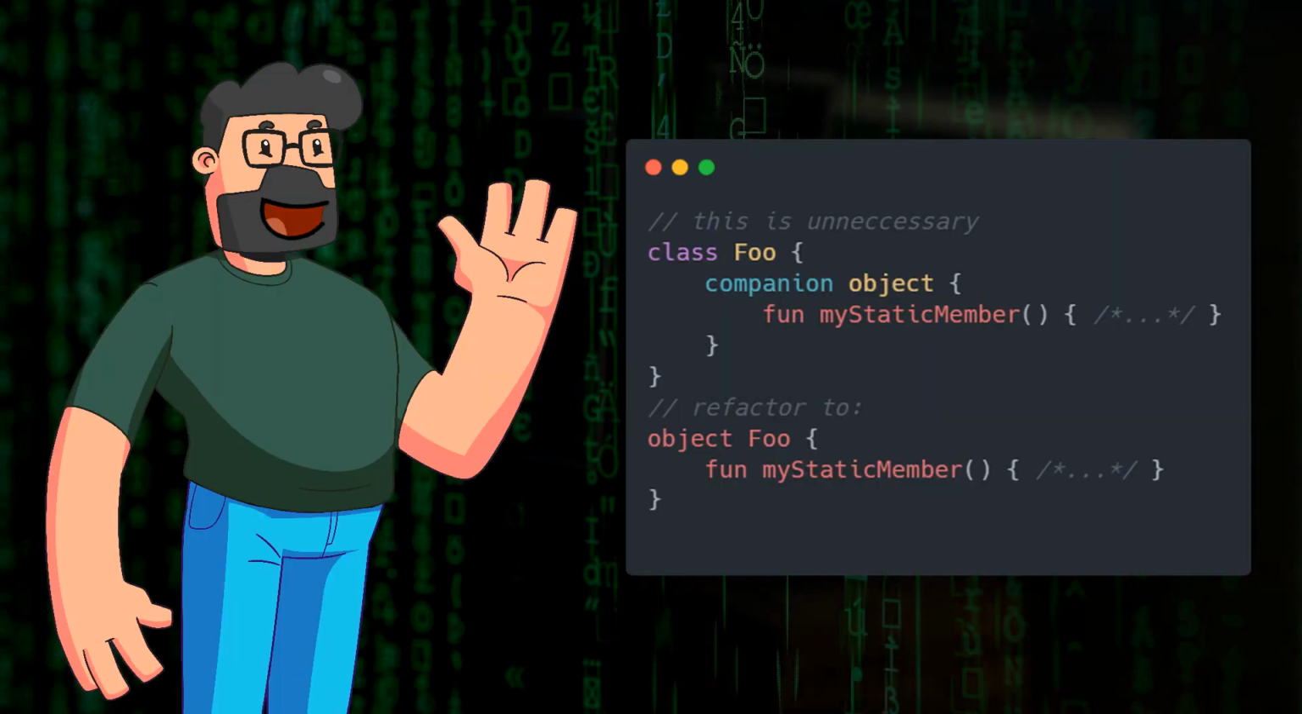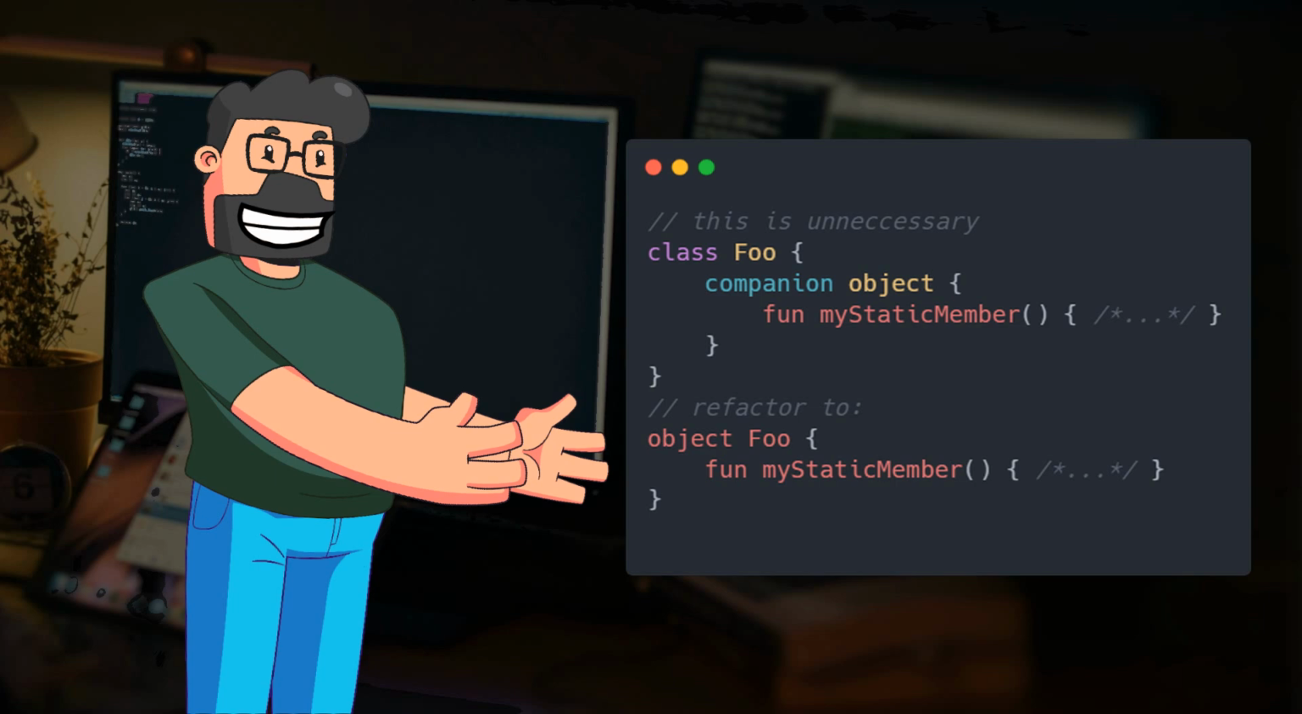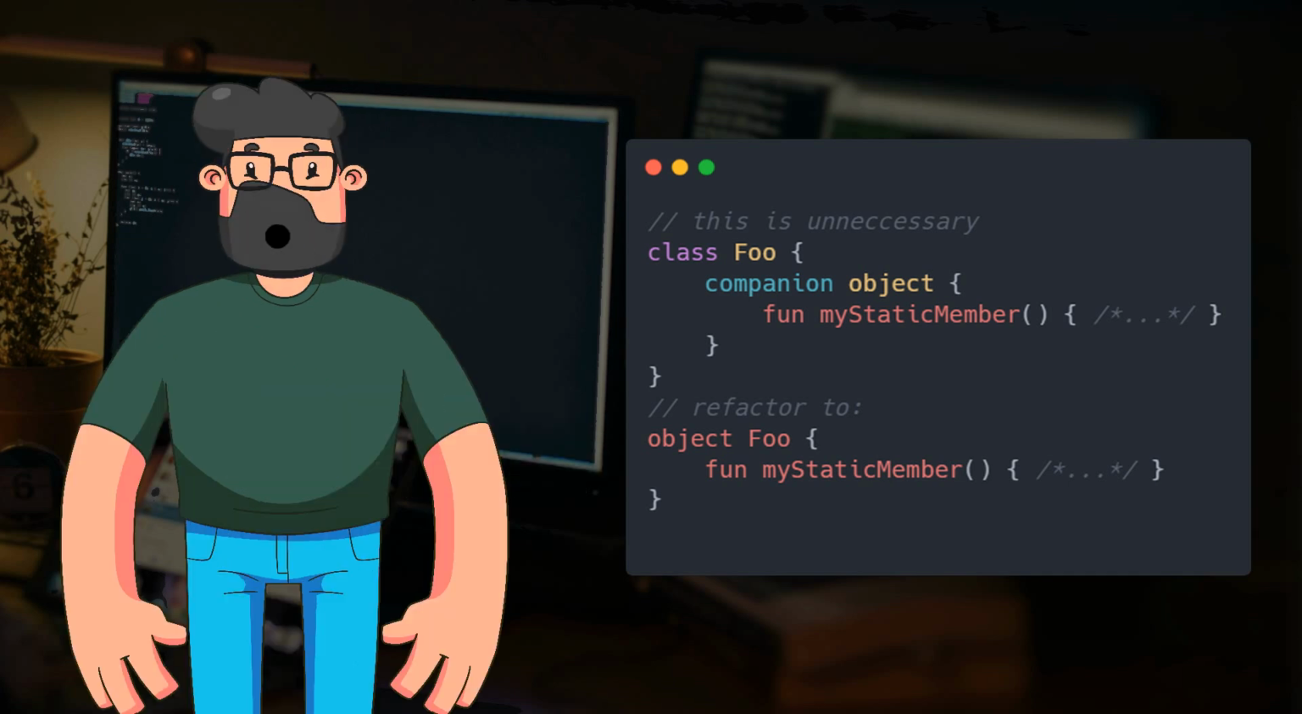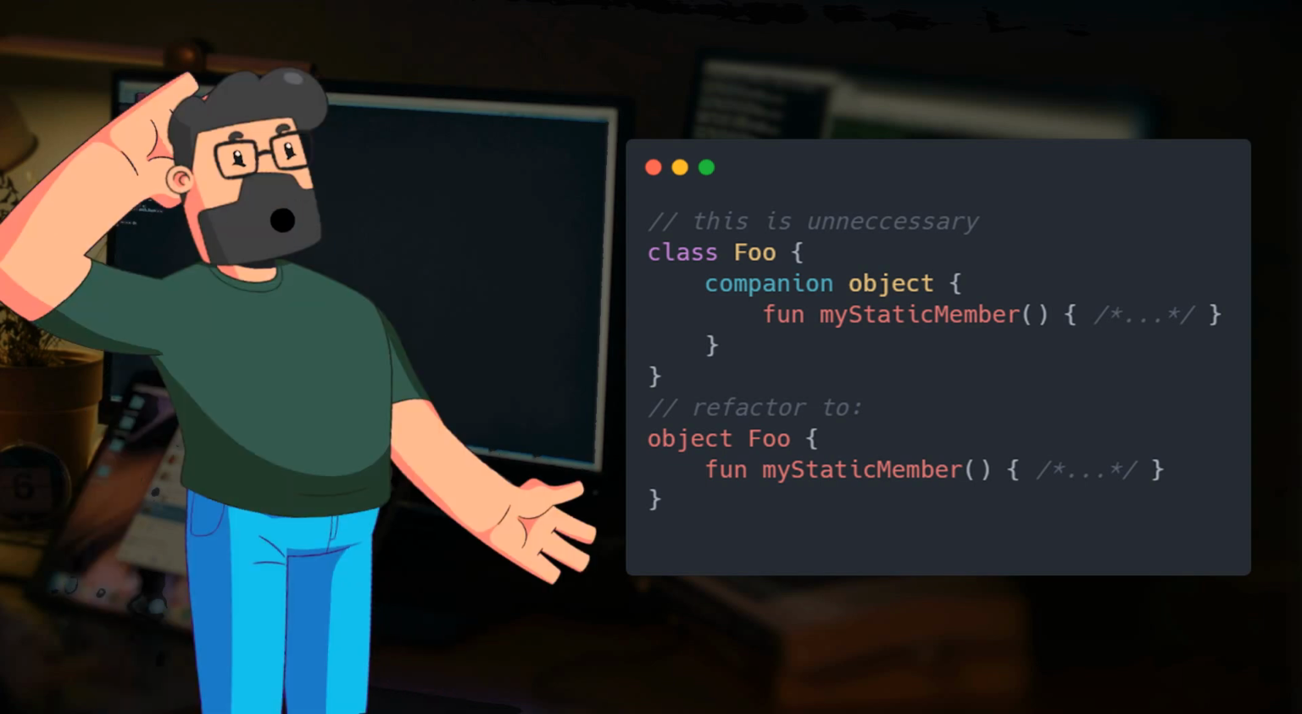Furthermore, the solution also demonstrates a scenario where a companion object can be refactored to a top-level object if the class contains only static members. This refactor removes the need for an unnecessary nesting of companion objects within classes, making the code cleaner and more concise.